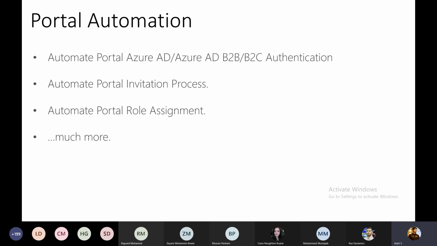I will also demonstrate to you how you can automate your portal invitation using the Power Automate. Role assignment, that is also one of the important requirements of the portal, that once the user registered on the portal, you have to automatically assign them the roles based on particular conditions, right? So that they can only have the access to the authorized content on the portal. All right. So these are some basic requirements on the portal that you always want to automate.